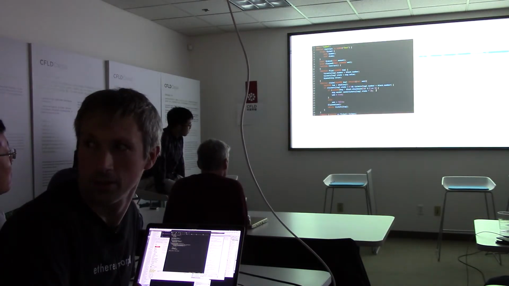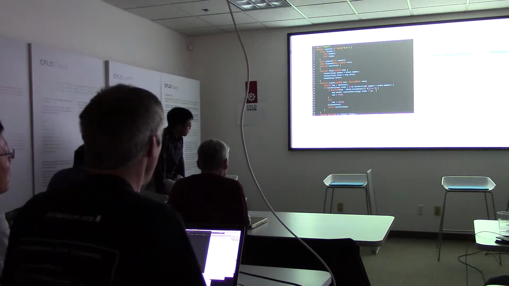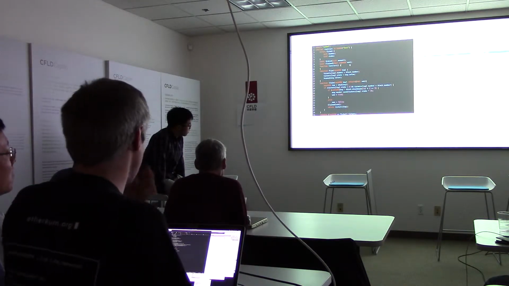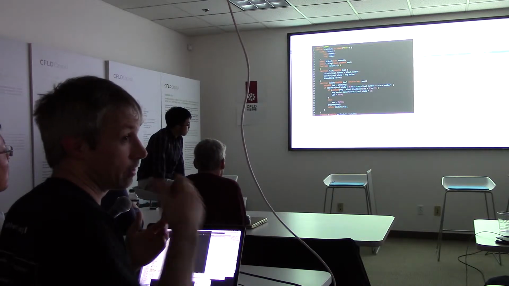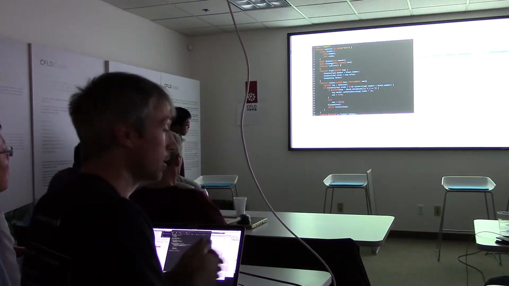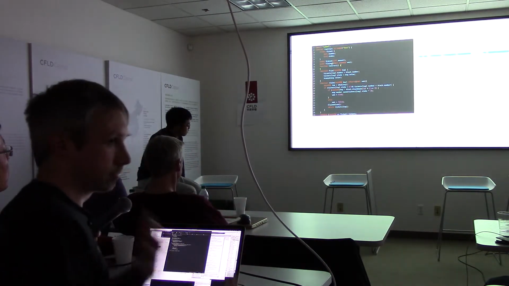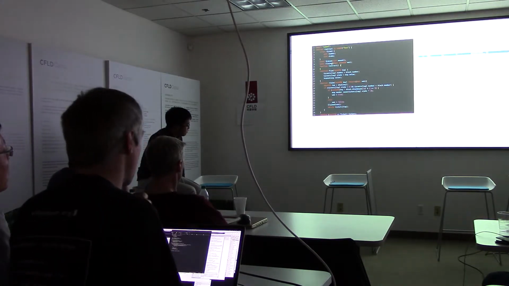Everyone happy so far? Yeah. Okay, good. So, our contract has a couple of events, staked and claimed. So staked just is an event that happens when someone places a stake, and claimed happens when someone tries to claim a stake that they placed.